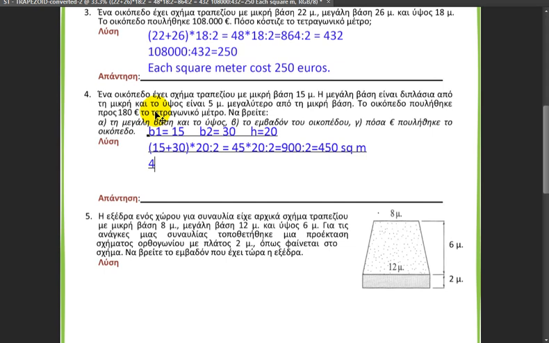To find the final price, I need to multiply 450 by the price of each square meter. So 450 times 180. And this is going to give me 81,000. So my final answer should be: the land was sold for 81,000 euros.